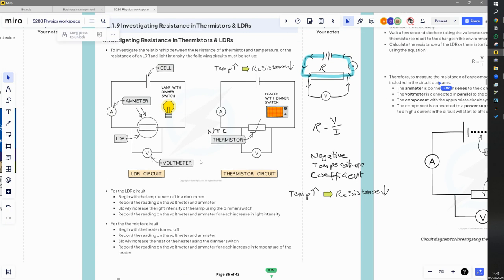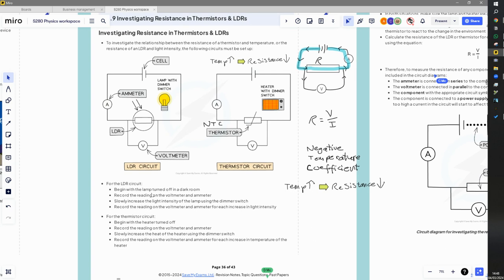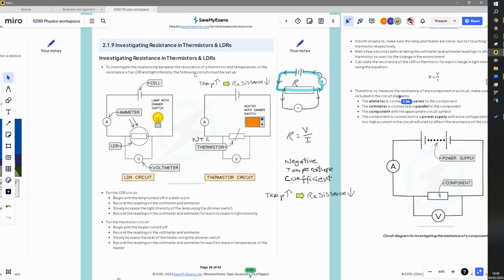Now, an LDR, this time what happens, and I've got to make sure I get this right. I'm pretty sure that, okay, it doesn't tell you right here, but I'm 95% certain that what happens is it's the increase of light that reduces the resistance. But maybe we can find out this in a moment.